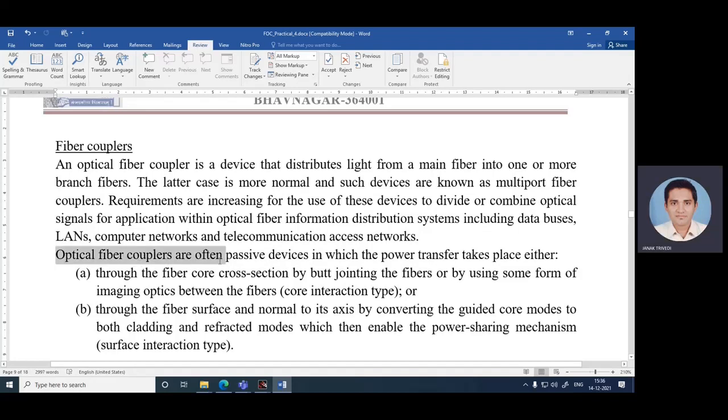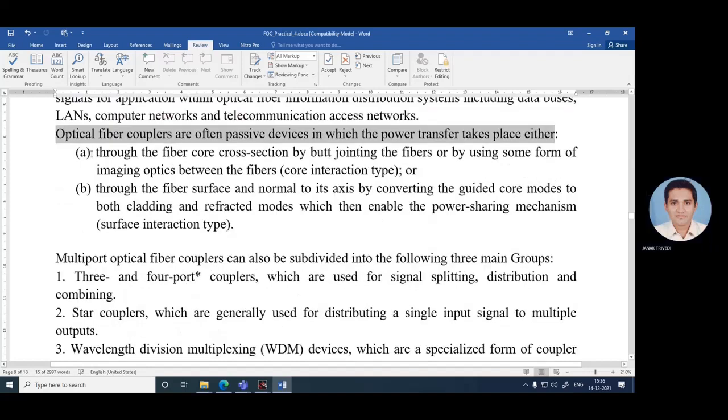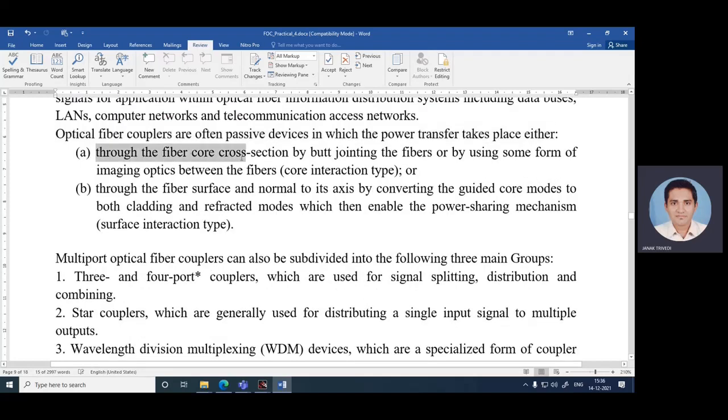Optical fiber couplers are often passive devices in which the power transfer takes place either through the fiber core cross section, by butt jointing the fiber or by using some form of imaging optics between the fibers, like the core interaction type, or through the fiber surface and normal to its axis, by converting the guided core mode to both cladding and refracted modes, which then enable the power sharing mechanism, like the surface interaction type.